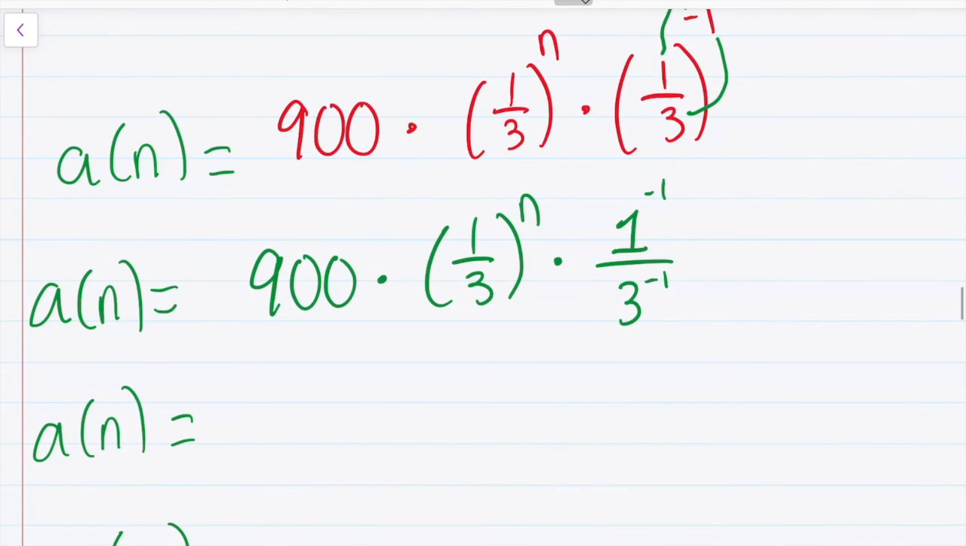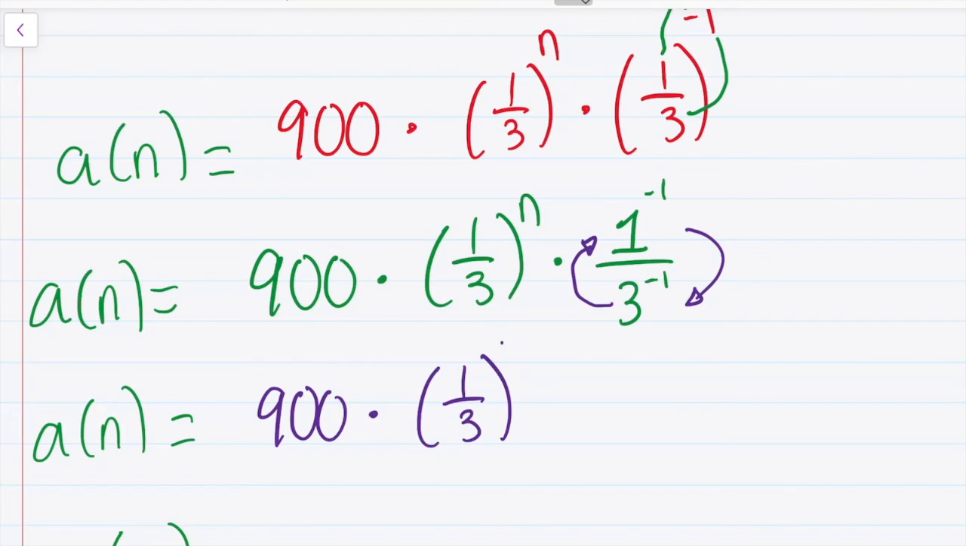Now here's the thing. Once again, we don't like negatives with exponents. So how do we make those exponents positive? Well, simple. This was going to be brought down to make it positive, and this was going to be brought up to make it positive. So we have 900, I always rewrite it, times 1/3 to the power of n, times, well, isn't that going to be 3 to the positive 1 over 1 to the positive 1?